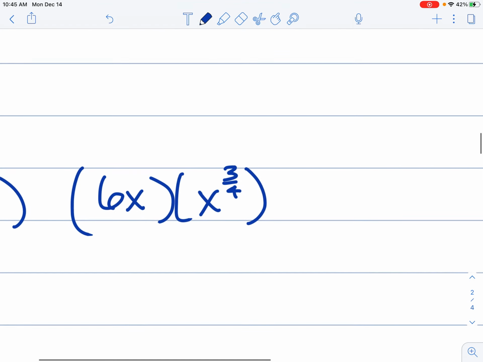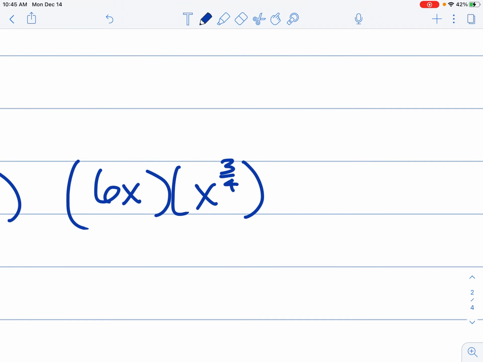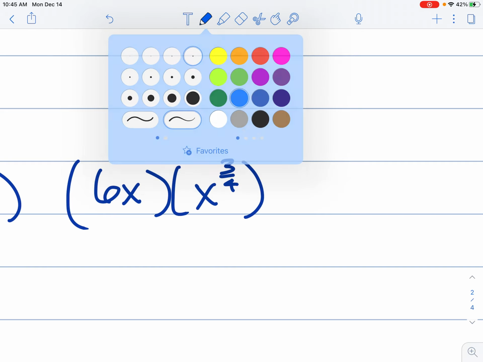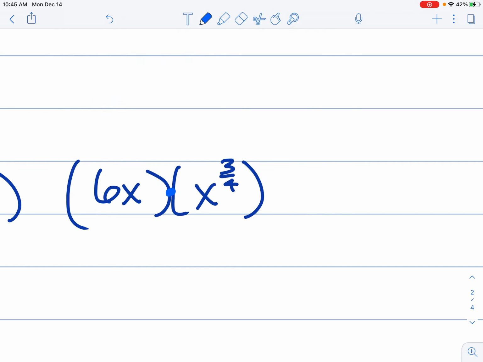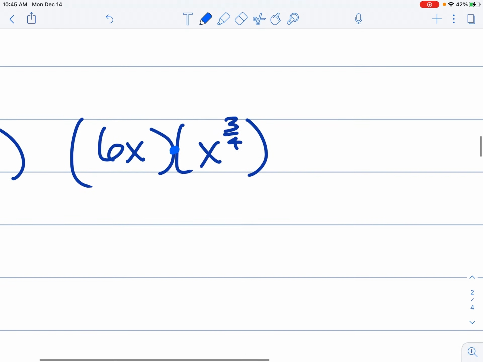Okay, now we've got a power function here, and we're multiplying. So we're using our multiplication property. And just keep in mind, you can rewrite this without the parentheses. So I could say this is 6 times x to the 3/4. Remember that anytime there's no power shown, there's an invisible x to the 1.